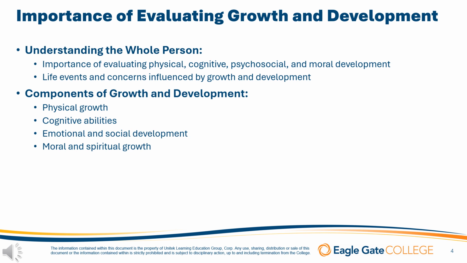Remember from other presentations that adolescents may struggle with identity formation, Erikson's stage of identity versus role confusion, while older adults may deal with issues of integrity and despair, Erikson's stage of ego integrity versus despair. Understanding these stages helps in addressing the specific needs and providing appropriate support.